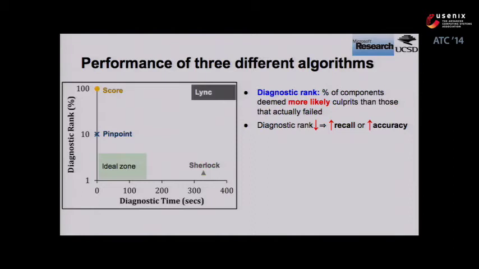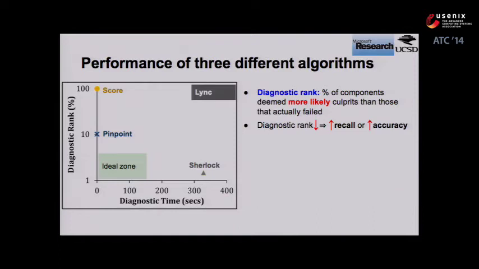And so the first thought that we got was, let's try out the existing fault localization systems. We chose 3, Score, Pinpoint, and Sherlock, because they are very different, and they have been known to work with real systems. So we used them to diagnose real Lync failures seen over a period of 1.5 months. And we compared their performance along 2 dimensions. One was the diagnostic time that you see along the x-axis, and the other is the diagnostic rank.